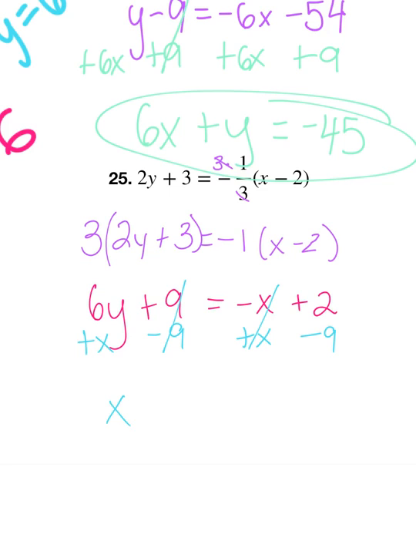So we have x plus 6y equals -7. And that would be your final answer there.